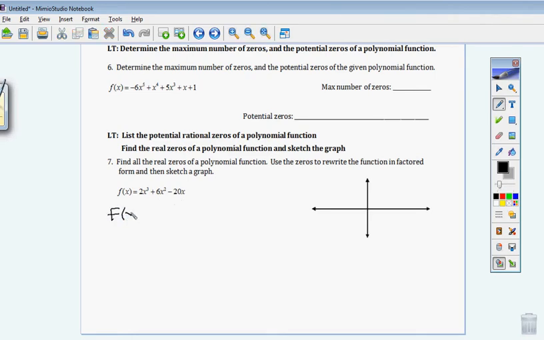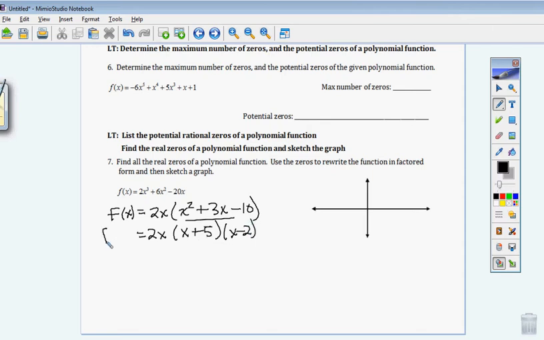So for this problem, we have f of x equals, let's take a 2 out and let's take an x out. So if I take a 2x out, that'll leave me with x squared plus 3x and then minus 10, which is awesome because now I can factor that. So this is equal to 2x times x plus 5 and then x minus 2.